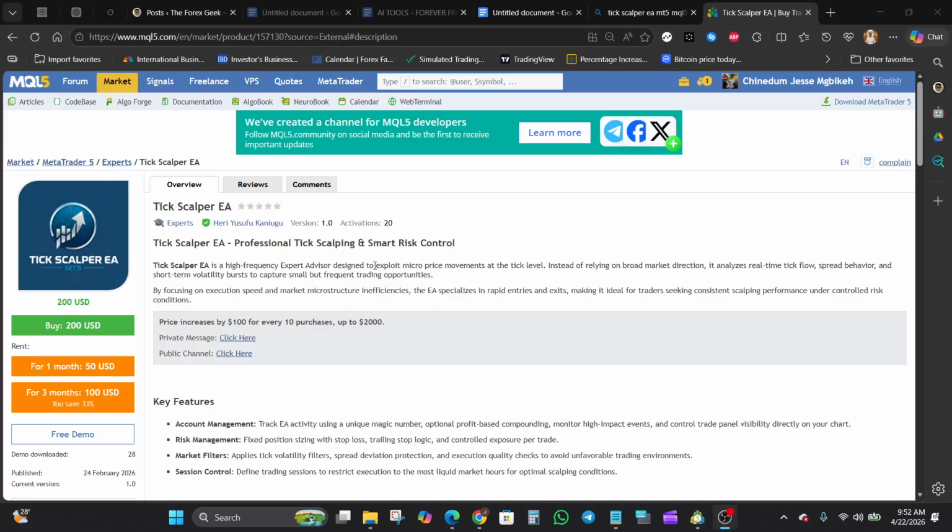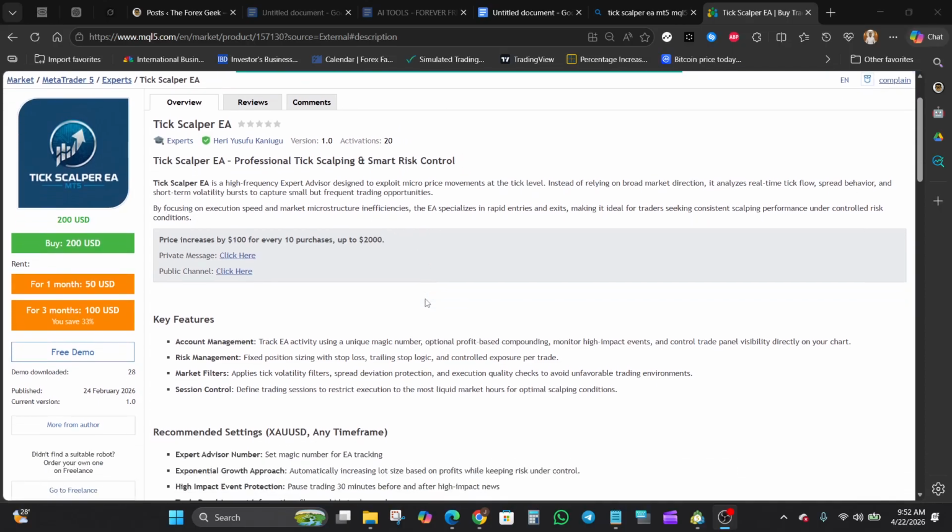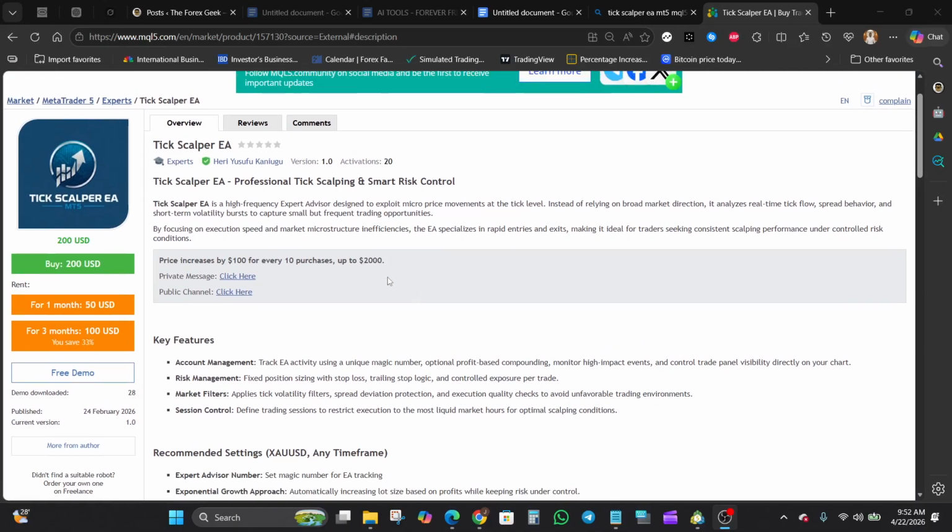Now in this video, I'm just going to be reviewing the Tick Scalper EA for MT5, and this is a high frequency scalping robot that is designed to take advantage of very small price movements at the tick level. So here we are on the MQL5 marketplace, and you can see Tick Scalper EA is currently priced at $200 with rental options available as well. $50 for a month, $100 for 3 months.